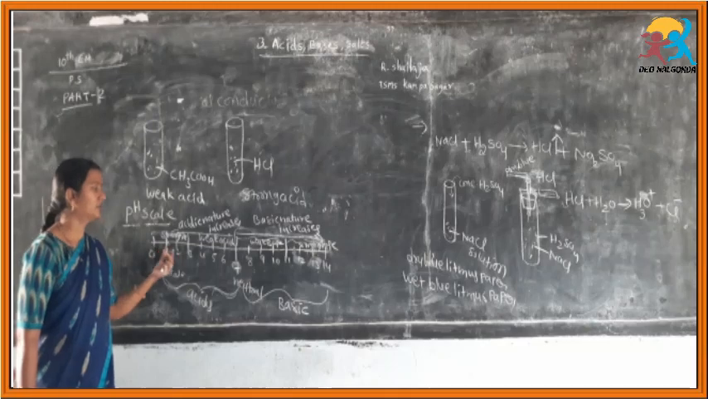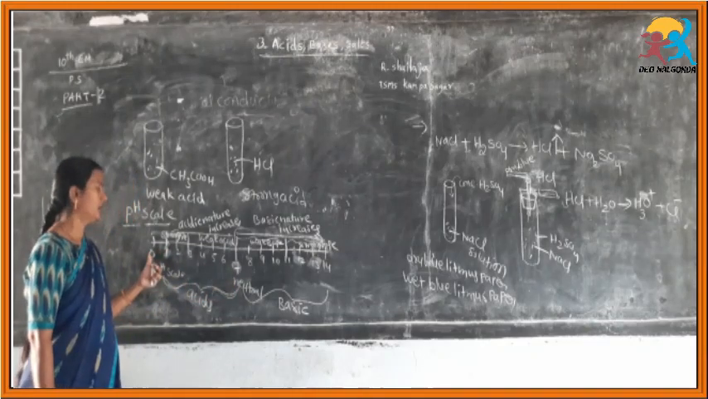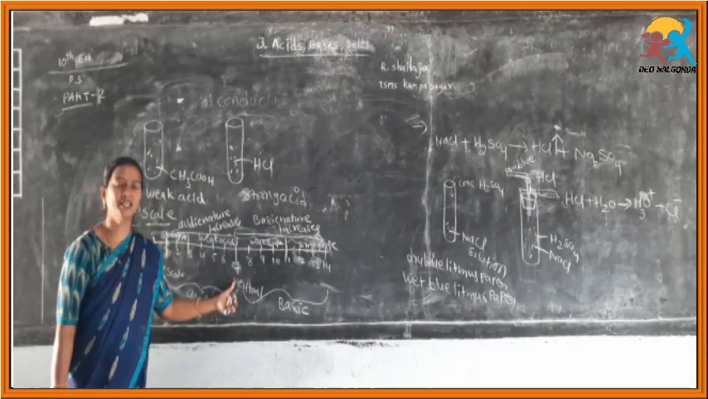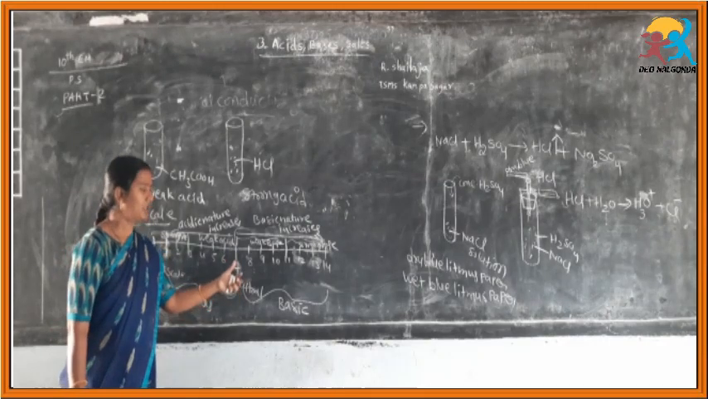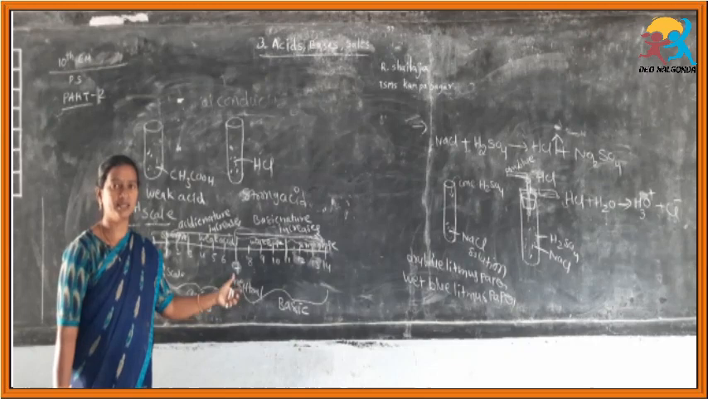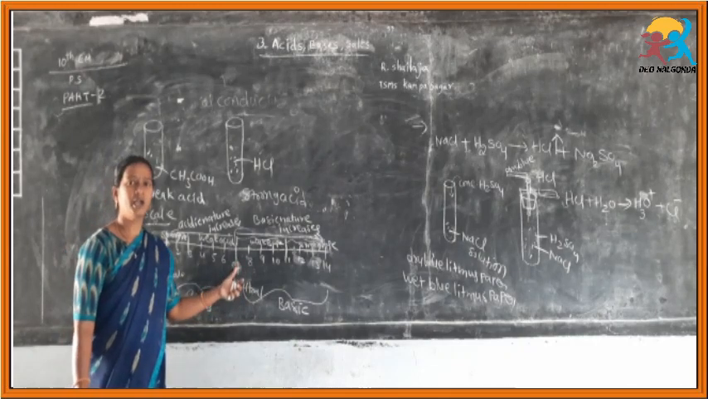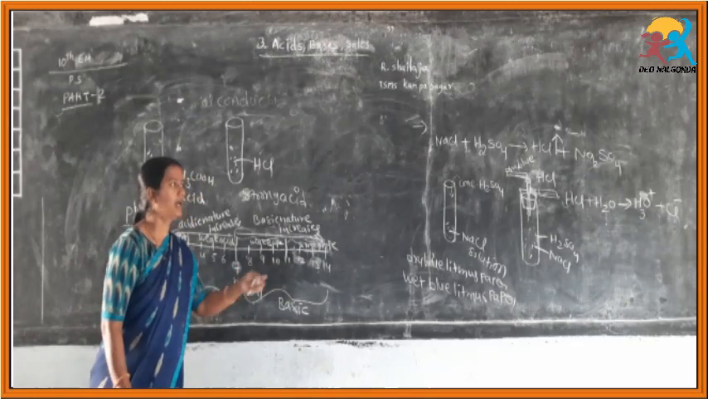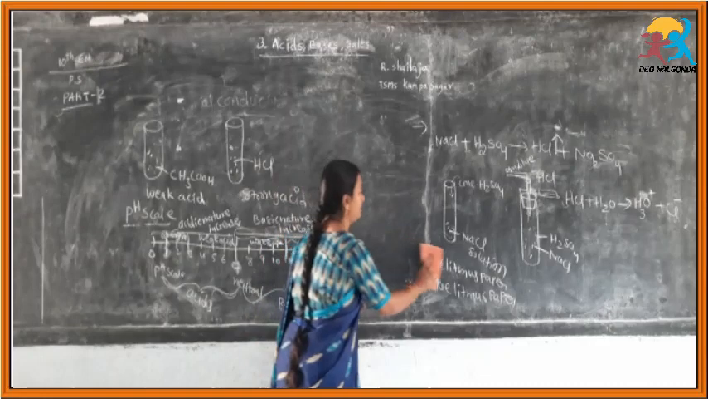The pH values from 7 to 0 are acidic in nature. At 7, they are neutral, neither acidic nor basic. They are the neutral substances, for example salts. A salt formed from a strong acid and a strong base has a pH of 7. And above 7, they are basic in nature.